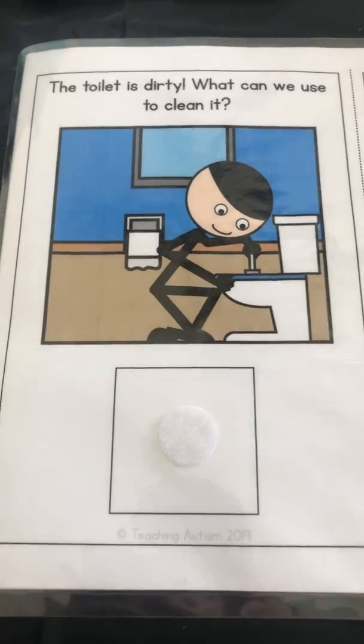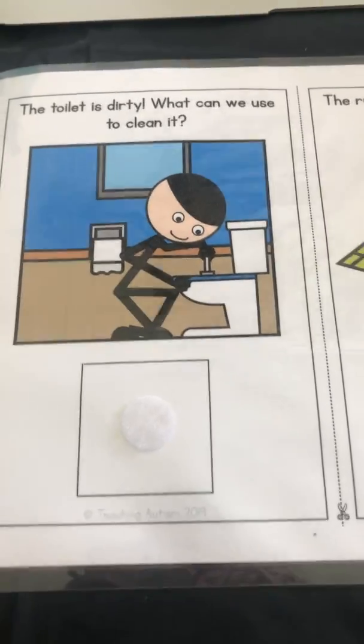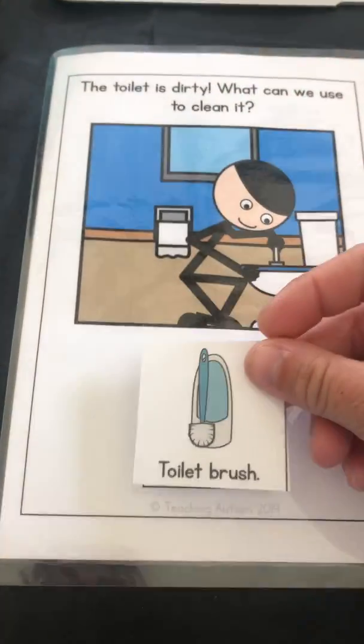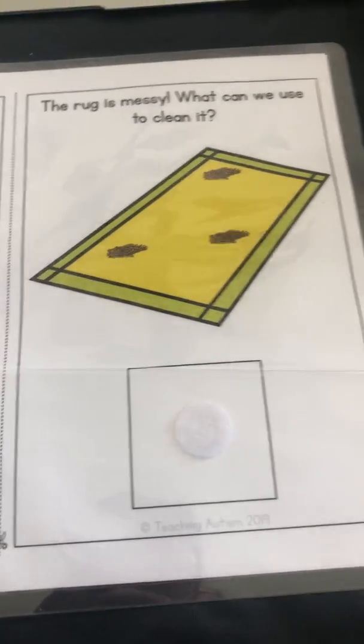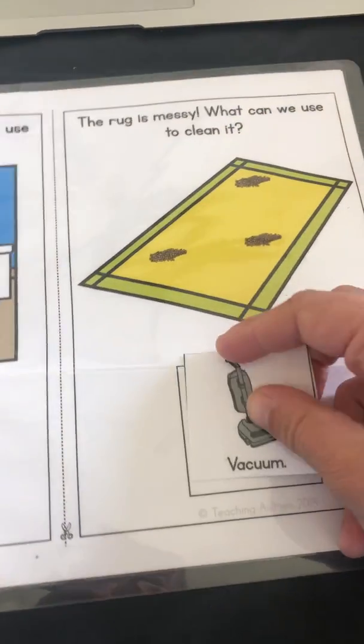The toilet is dirty. What can we use to clean it? We can use a toilet brush to clean the toilet. The rug is messy. What can we use to clean it? We can use a vacuum to clean our messy rug.